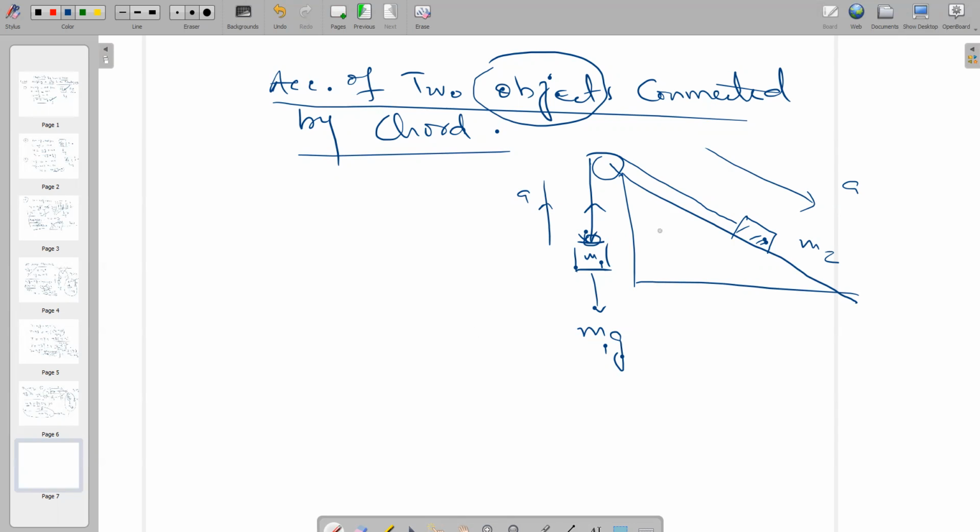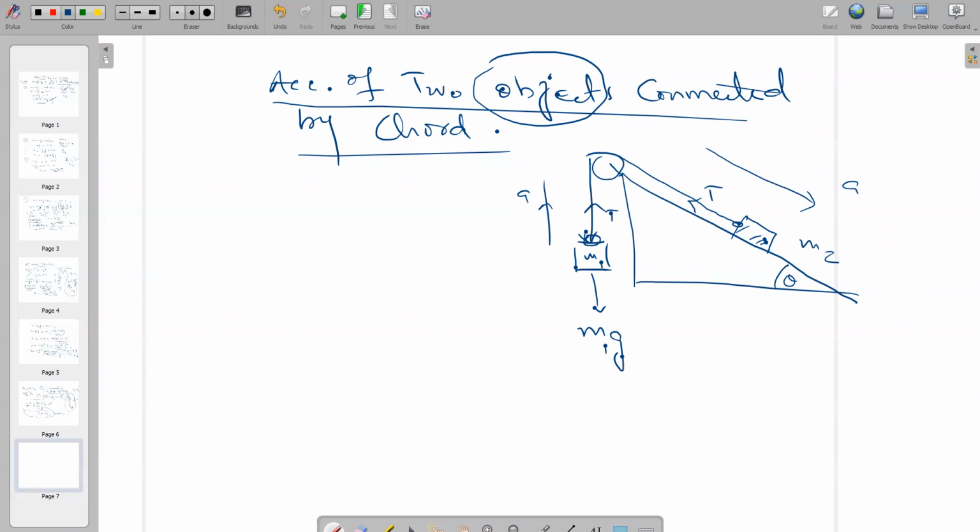Then the tension at this point will be this one. This is the tension, and this is the tension here. And this is called an inclined plane. It is making an angle theta.